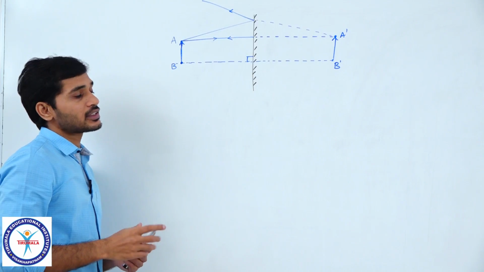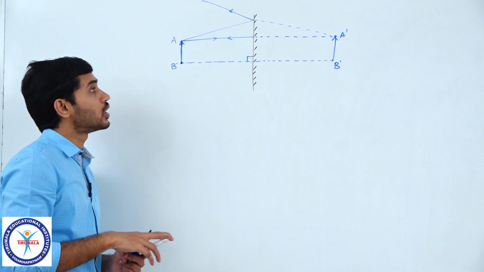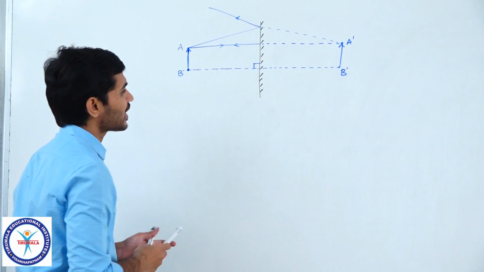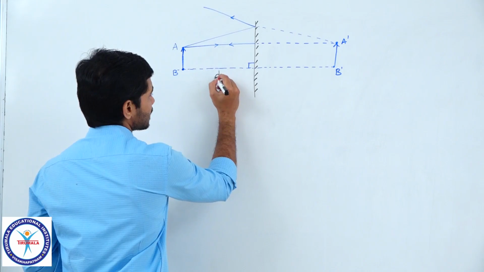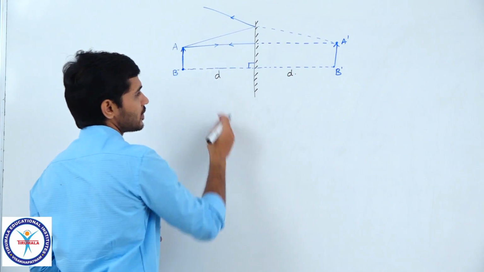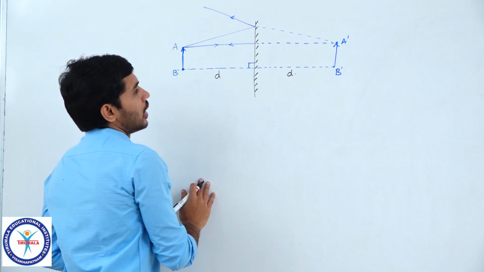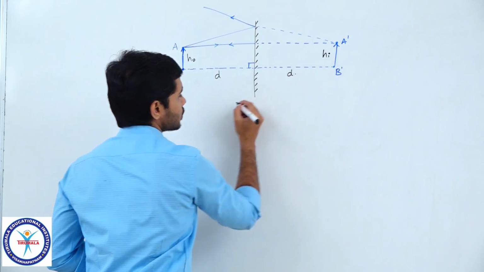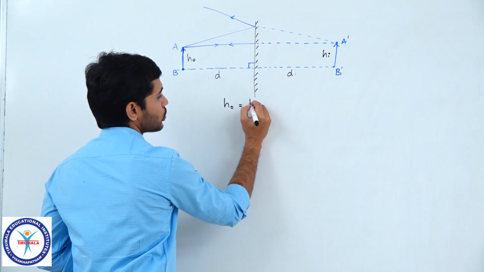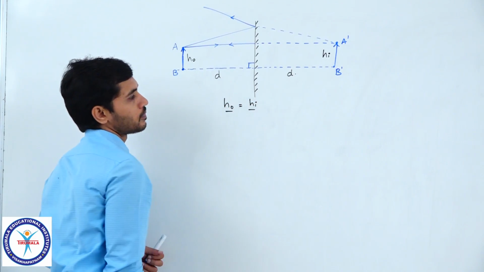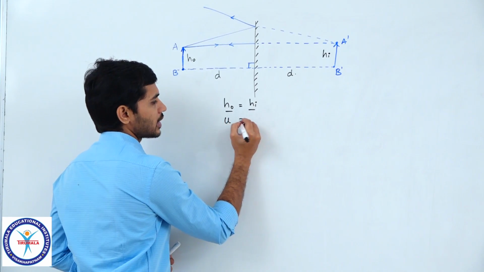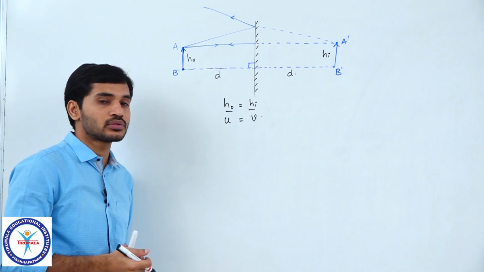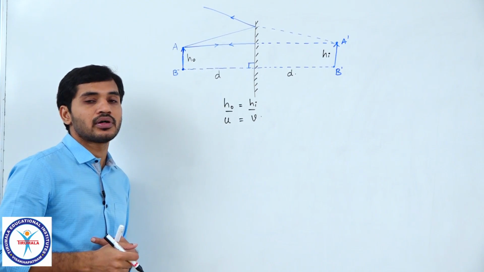Now, there are a few properties which we will have to know when it comes to an extended object, which you can clearly see in the diagram itself. We can directly say that once again the object distance and the image distance will be equal to each other. If this is d, that will also be d, and if the object height is HO, we can say that the image height is also the same. So, HO is equal to HI, and similarly object distance and image distance will be equal to each other. These are some properties when it comes to the extended object in the case of a plane mirror.